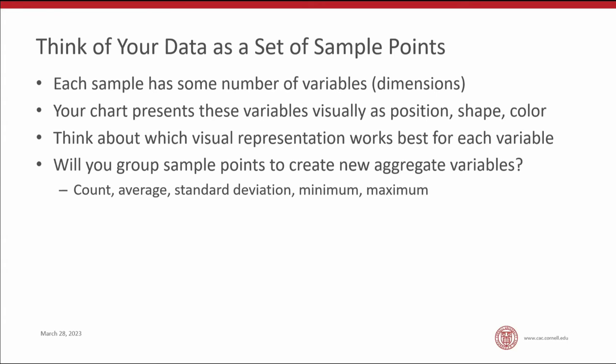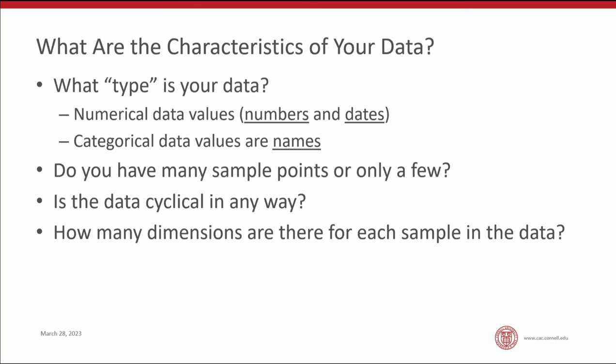And other things can be derived from the data as well. You can calculate a lot of different things. I imagine in your work, you probably could think of some examples of that. So what we're going to do then is take the variables that are in our sample points of data, and perhaps some of these aggregate variables that we generate, and we'll find ways to map them to positions in the chart, or shapes, or colors, so that they present a visual representation of the data to the viewer. And some forms of representation work better than others for different types of variables. So let's talk a bit about the different types of data.